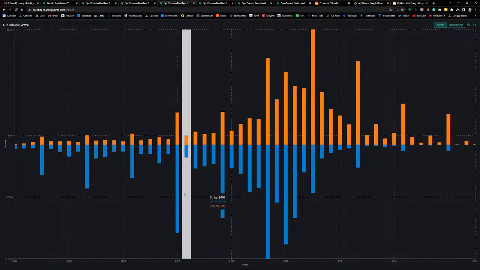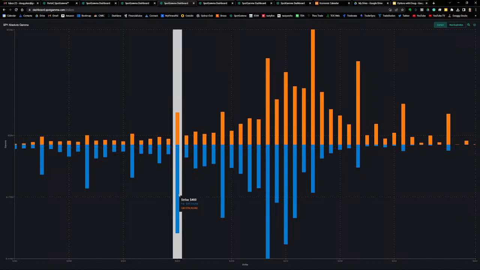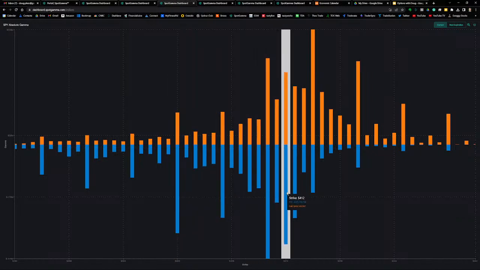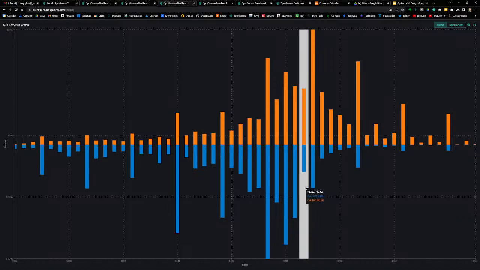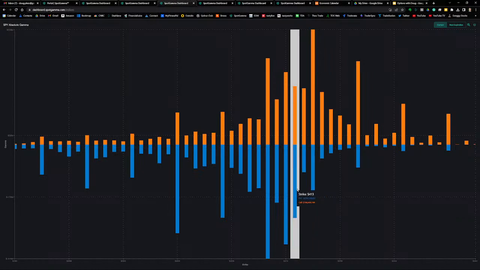And here is the 400 put wall, the strike with the largest net negative gamma, which can be expected to act as support. And then the call wall at 415, the strike with the largest net positive gamma. And there's the 413 volatility trigger for SPY.